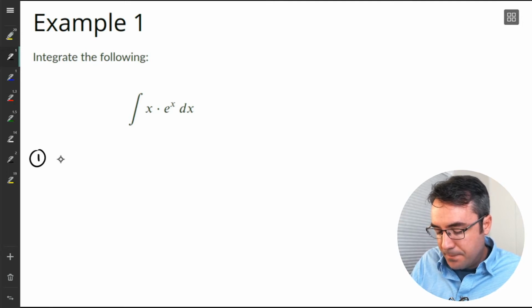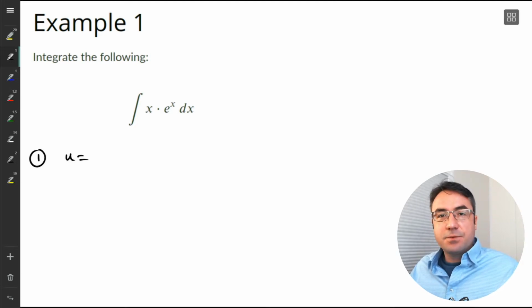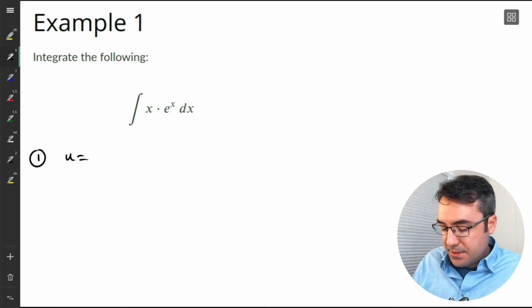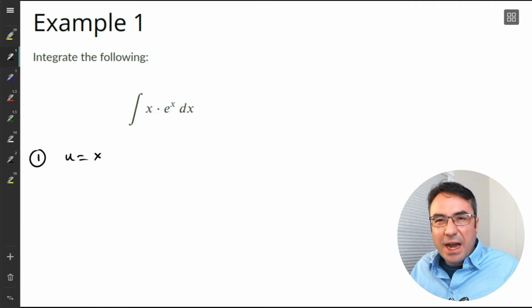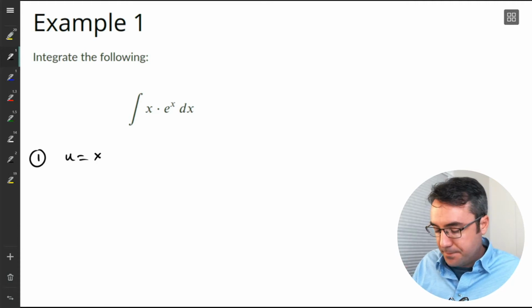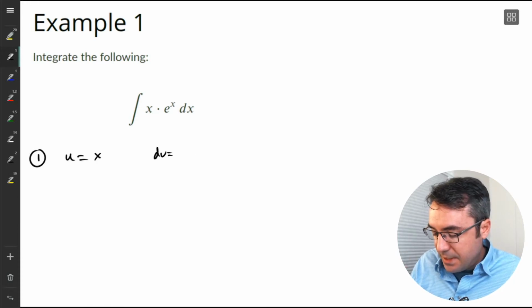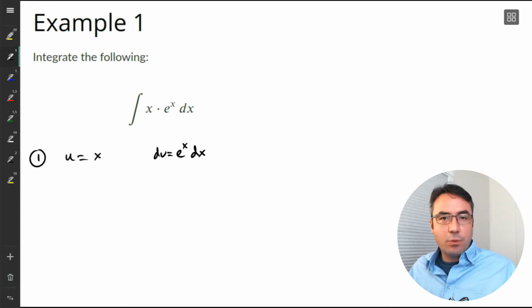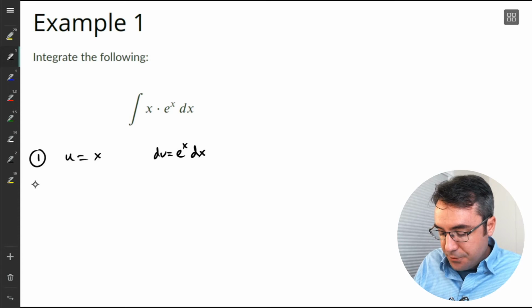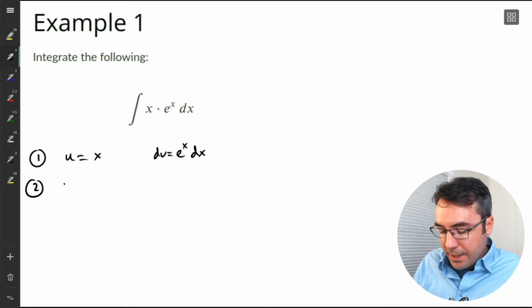So step 1, we want to pick u. And for this one, we're going to pick u equal to x. Again, we'll see why we do that a little bit later. And we'll pick dv to be e to the x dx. So that's step 1. Step 2, we're going to calculate du and we're going to calculate v.